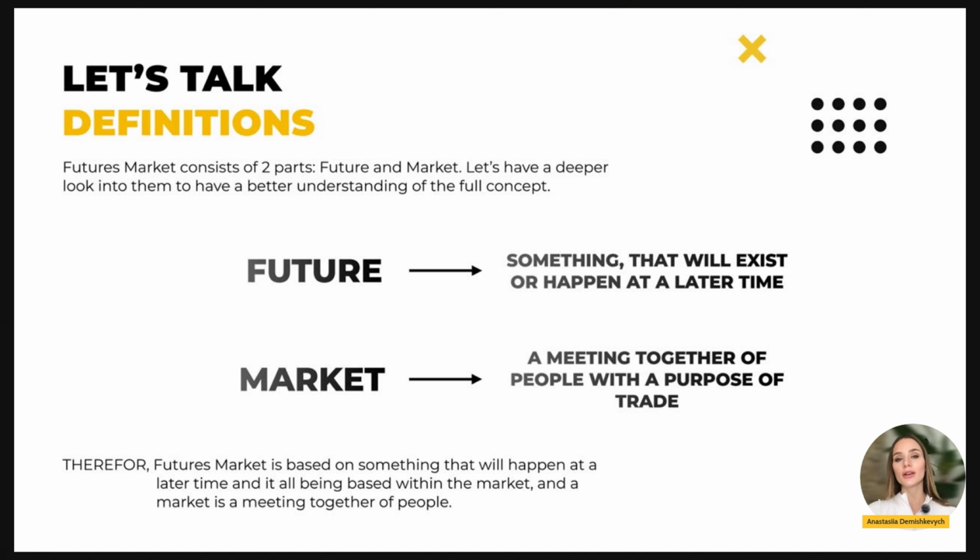Let's first talk definitions. Futures market consists of two parts, future and the market, accordingly. Future in this meaning stands for something that will exist or happen at a later time, while market is a meeting together of people with the purpose of trade. Therefore, futures market is based on something that will happen at a later time, and it is all based within the market, and the market is a meeting together of people with the purpose of trade.